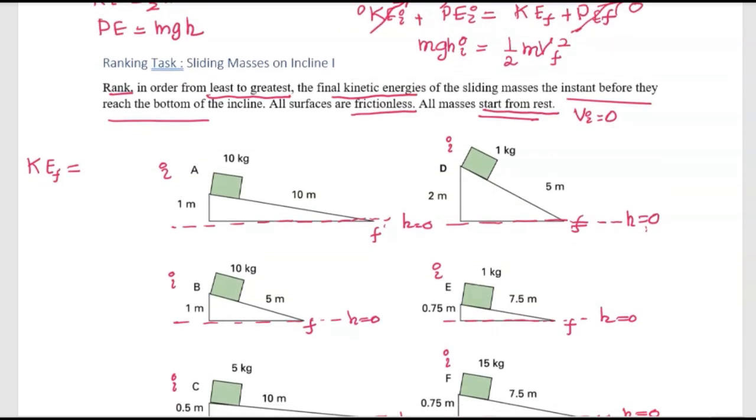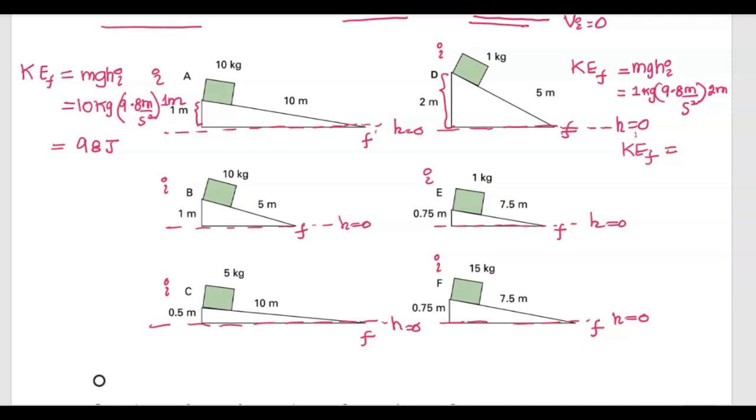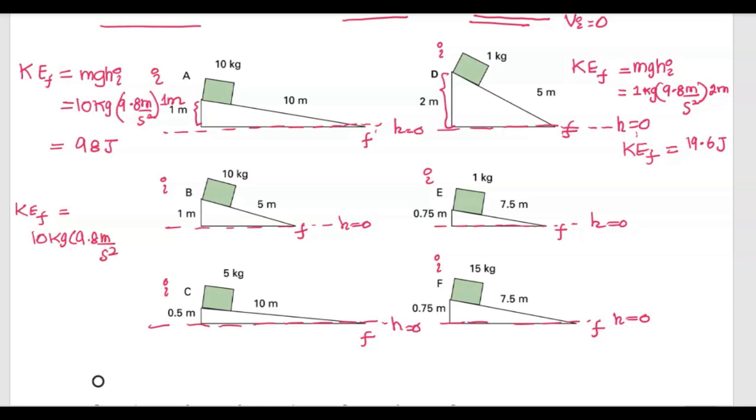So for the first one, mass is 10 kilograms, g is 9.8 meters per second squared, and height is 1 meter. You can see that is the height, 1 meter. Path doesn't really matter, we just need the change in height. 1 meter, so you get 98 joules. And let's do the second one. mgh, height is 2 meters, so 19.6 joules. And then for B, final kinetic energy is equal to initial potential energy: 10 kilograms times 9.8 times the height, 1 meter. So you get again 98 joules, same as A.